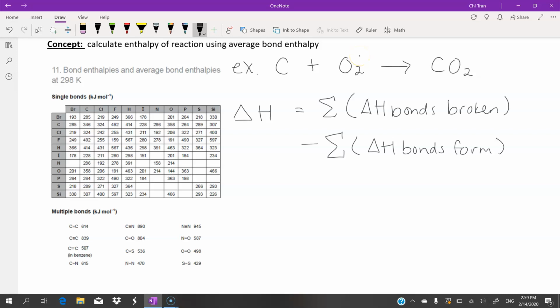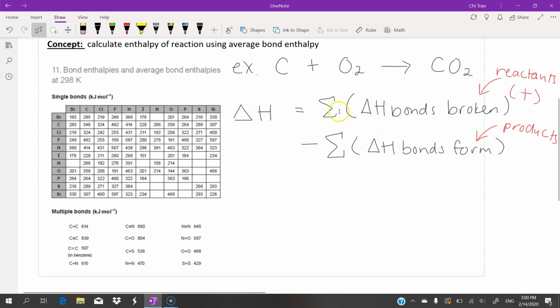So this formula gives us that the enthalpy of reaction, delta H, equals the total of the average bond enthalpy of all the bonds that are broken. And that means it's the reactants. And minus the total of the average bond enthalpy of the bonds formed. And that is the products. This makes sense because we need to put in energy, so there is a positive amount of energy to be able to break the bonds.